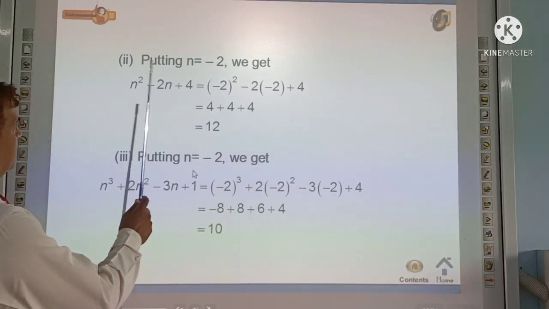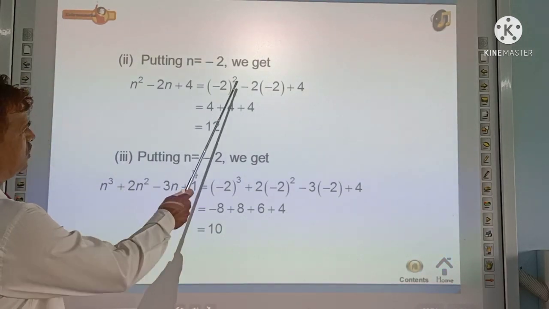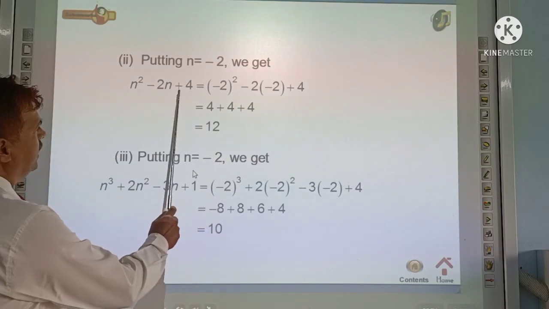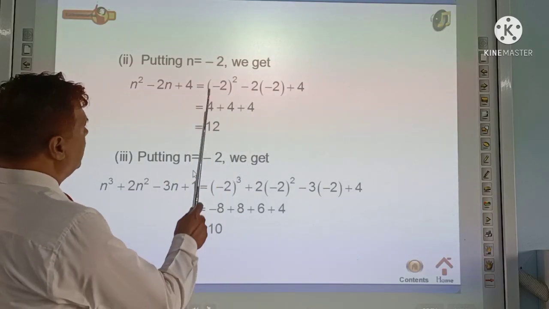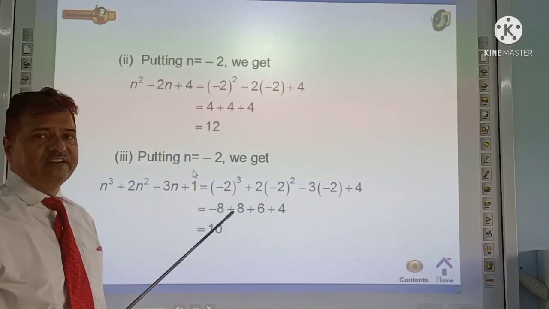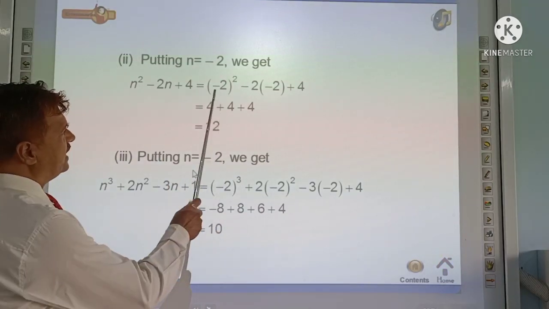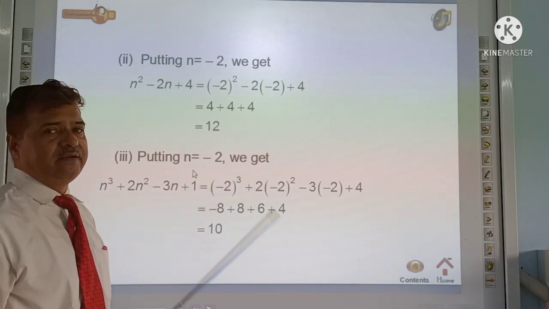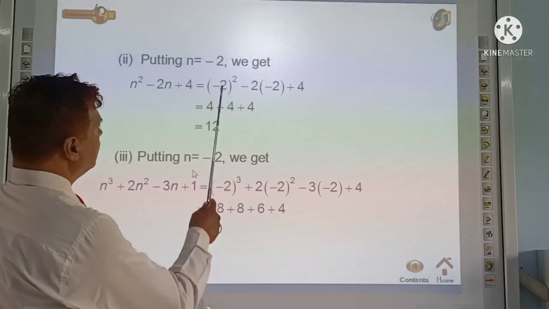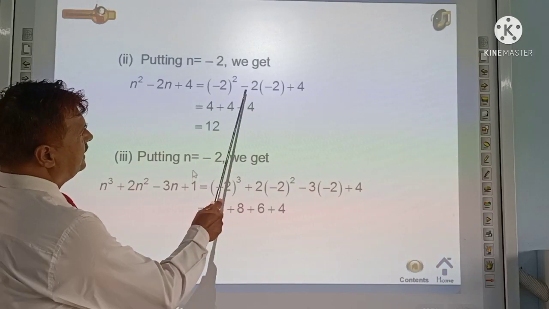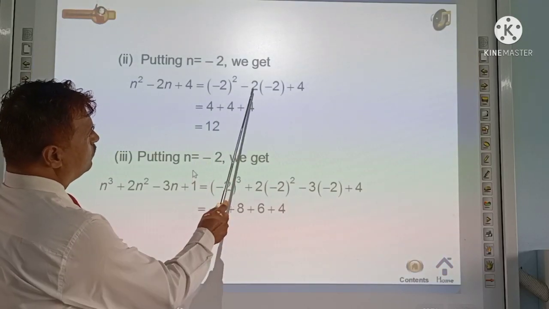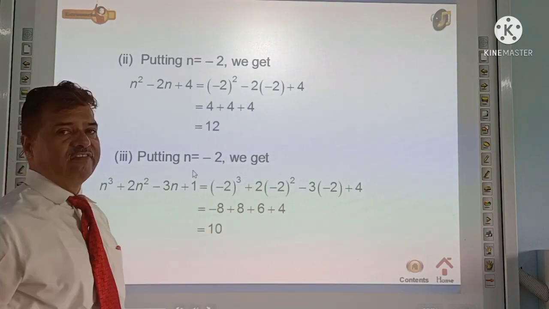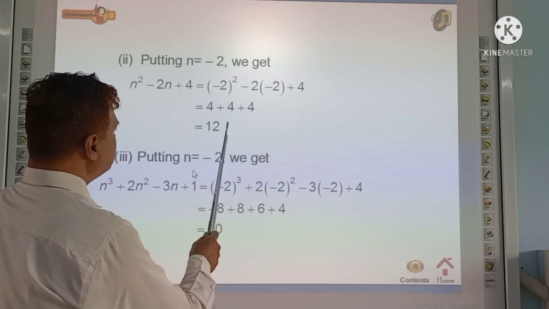In this expression, n squared minus 2n plus 4: minus 2 square minus 2 into minus 2 plus 4. Now minus 2 square will be plus 4, because minus minus is plus, or we can say the power is even, so the minus will be dissolved. So 4, and here minus minus plus 2 is 4, plus 4. 4 plus 4 plus 4 will be 12. Okay, so the answer is 12.